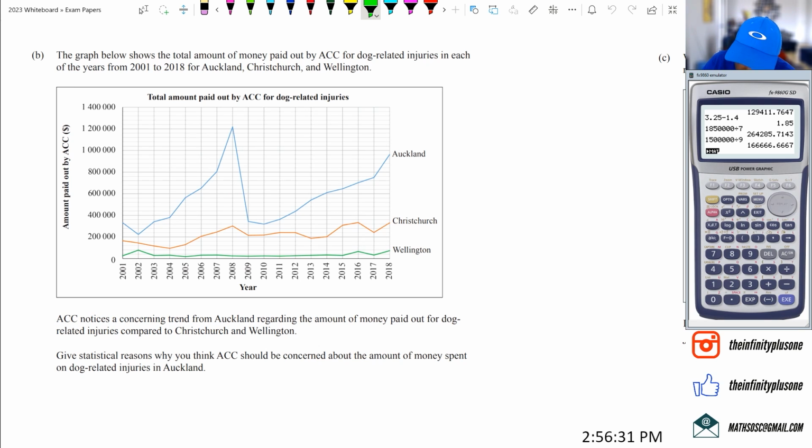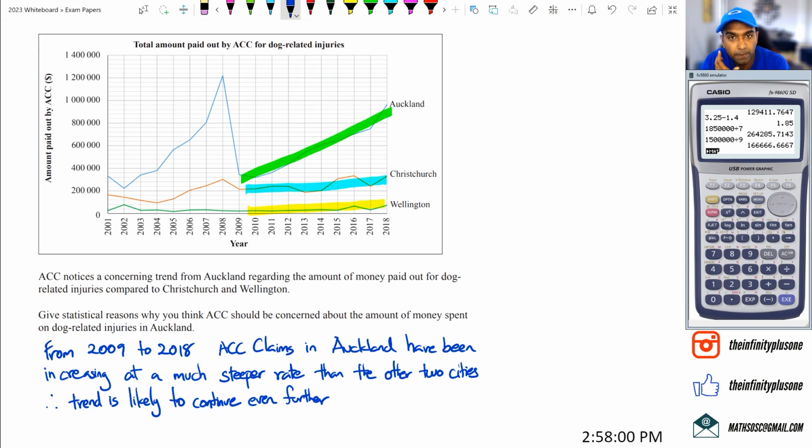No, let's look at from 2009. So if you look at this green line, it is much steeper than the blue one, and even the yellow one is just very flat. The yellow and the blue lines are almost flat, but the green line, the Auckland one, is much steeper. So your first statement that you can talk about is, let me write.